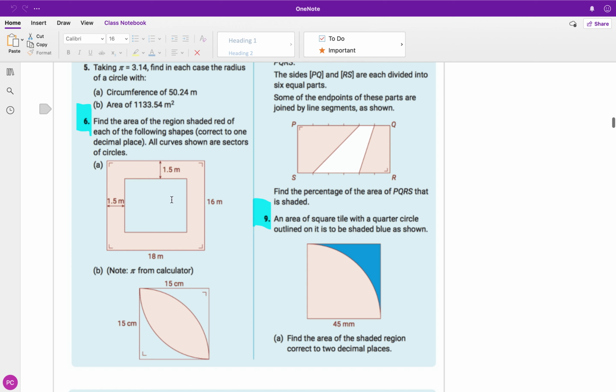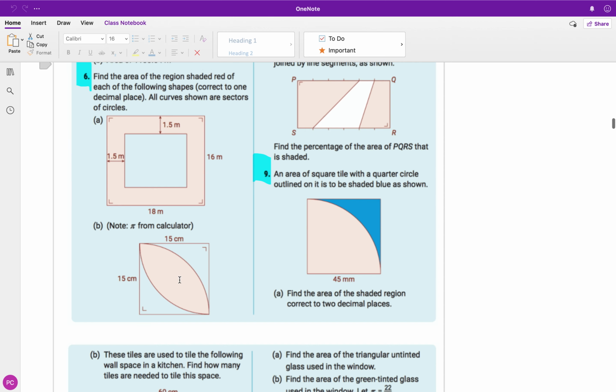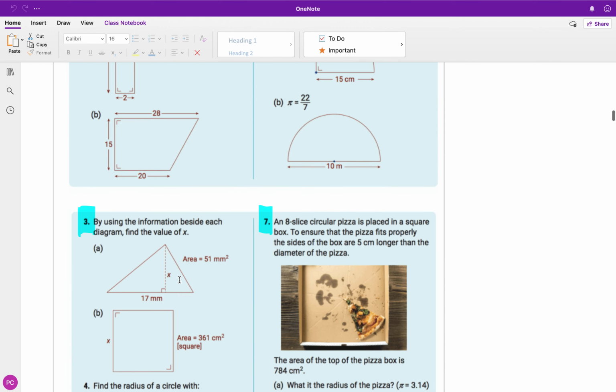6, they give us this thing here. Is it a square or a rectangle? I'm not sure. What we're going to do, find the area of the shaded red of each of the following shapes. So we're going to have to find out the area of this in here. If you find the area of the outside one, and then find the area of the inside one, take away from the other, it's going to give you the area of the red bit. This bit's tricky. I like this question. I'm not going to tell you how to do this because it's a nice question to have a go at, see if anyone works it out.